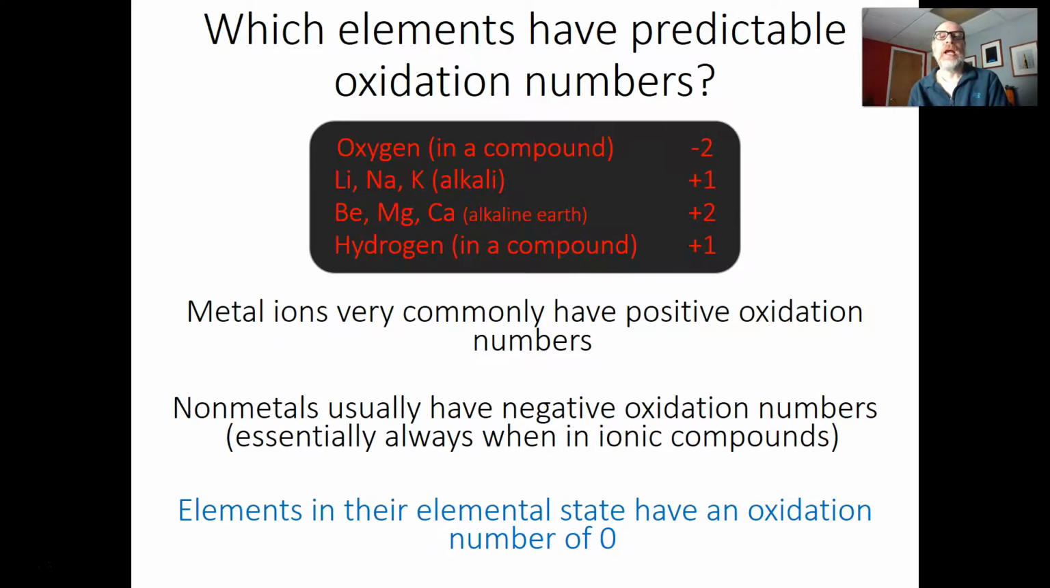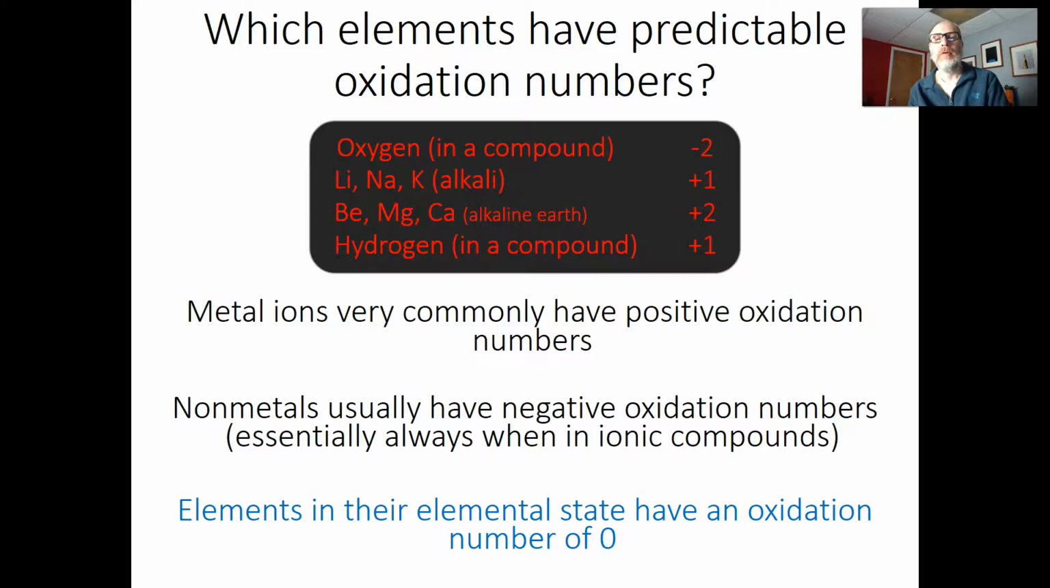Now, when I say hydrogen's almost always +1 and oxygen's almost always -2, there are, of course, exceptions to this. Oxygen doesn't have to always be -2 in a compound. In hydrogen peroxide, oxygen would be a -1. But we're going to assume that oxygen's going to be a -2, and that hydrogen, when it's in a compound, is going to have a +1 oxidation number.